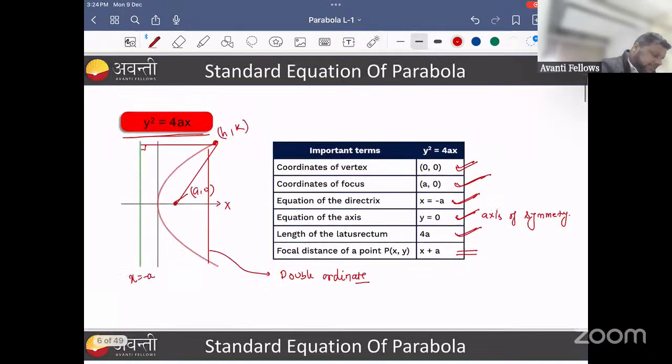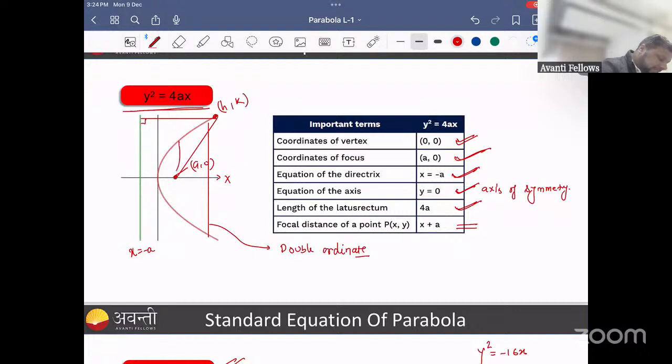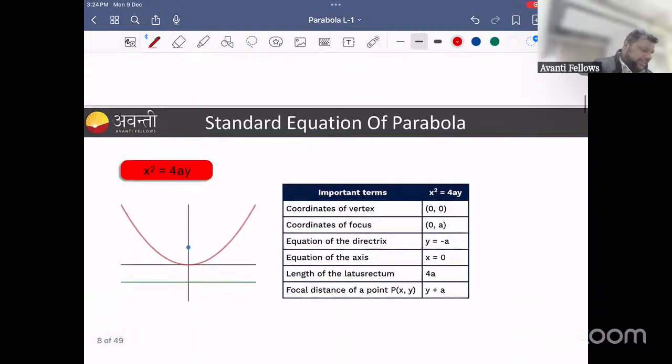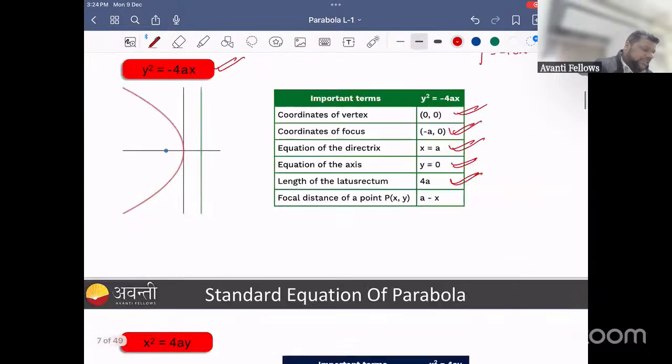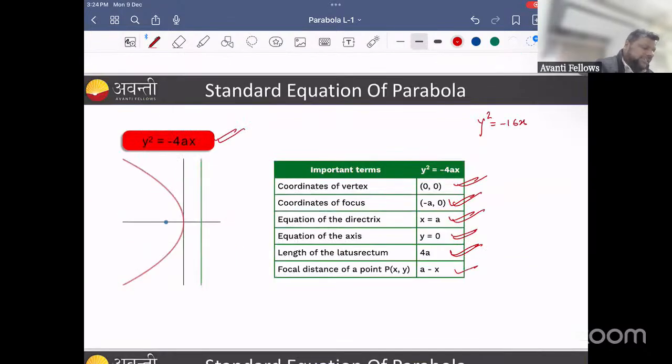See, I did not mention the ends of latus rectum. So ends of latus rectum are minus a comma 2a and minus a comma minus 2a. So length of latus rectum is 4a and focal distance is a minus x. Because x is negative, ultimately they will still be adding.